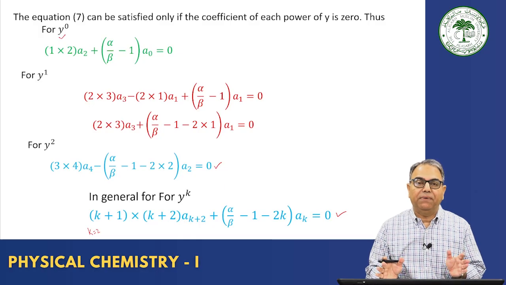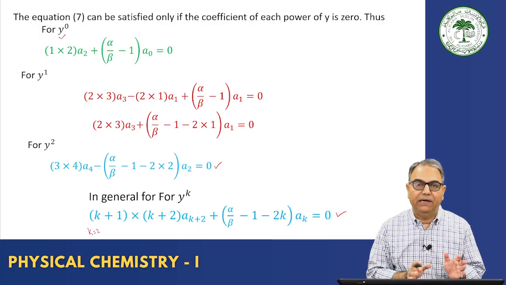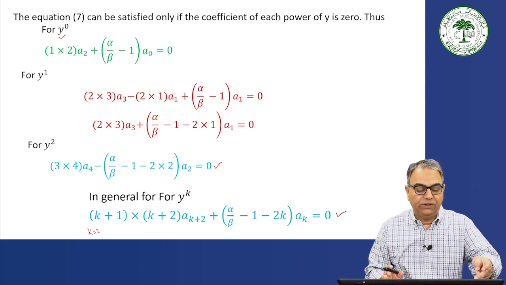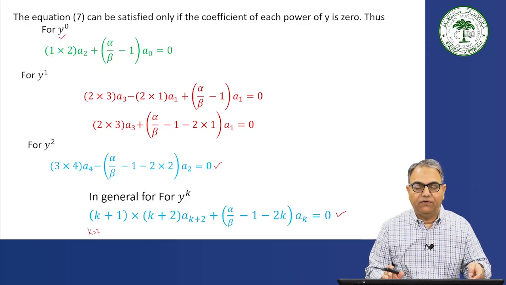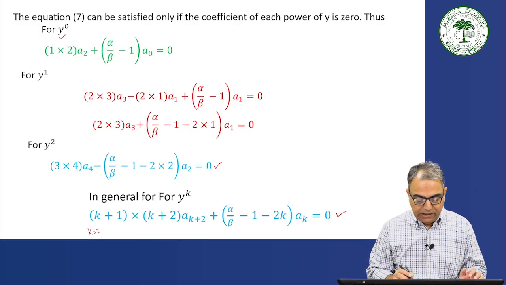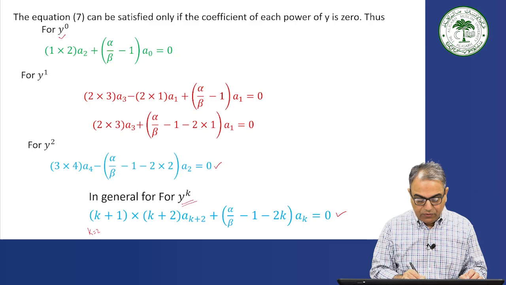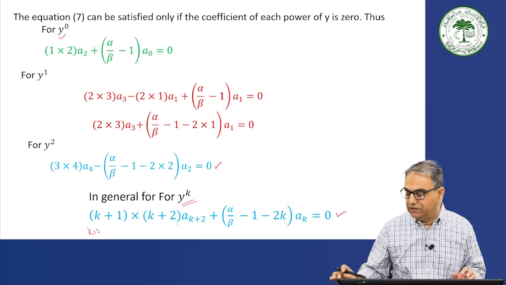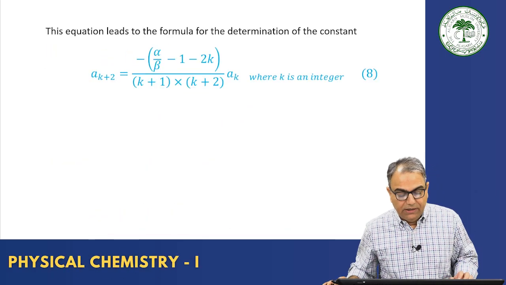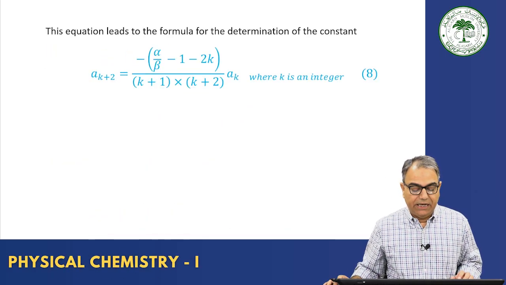Since it's a power series and there are a large number of terms, we need a general solution. We have written it for y raised to the power 0, y raised to the power 1, y raised to the power 2. You can write it for y raised to the power 3, 4, or 5. Any equation you can write, and it will be more and more complicated. So in general, the y raised to the power k equation should be like this one. It's a general equation. When you rearrange this, a k plus 2 could be written like this, where k is an integer.